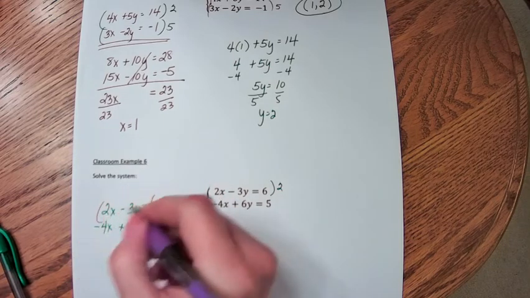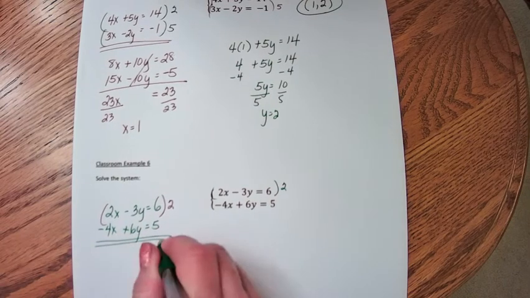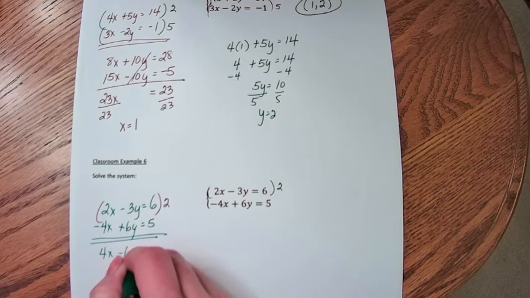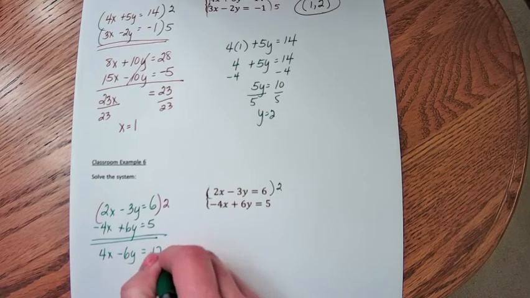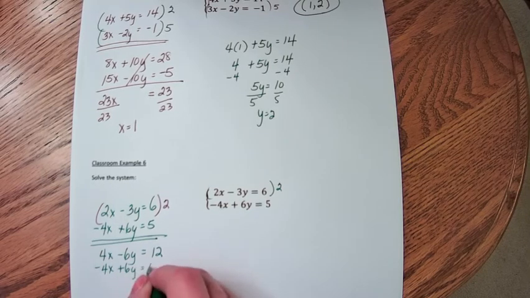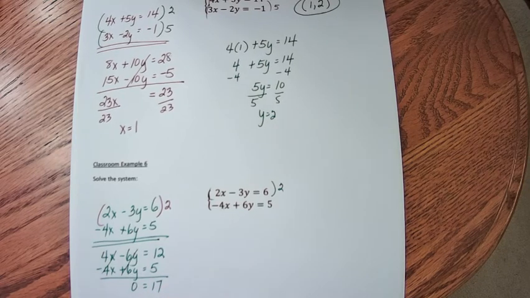And I've decided I'd better multiply this whole equation by 2. Let's distribute the 2. 4x minus 6y equals 12. Don't forget to distribute to both sides of the equal sign. And negative 4x plus 6y equals 5. Now, when I add vertically, my x's are going to cancel, but you know what? My y's cancel, and I get 0 equals 17.